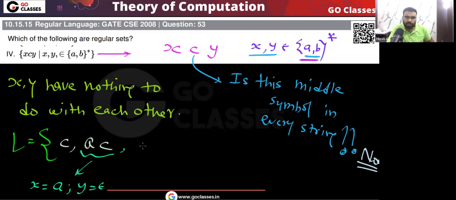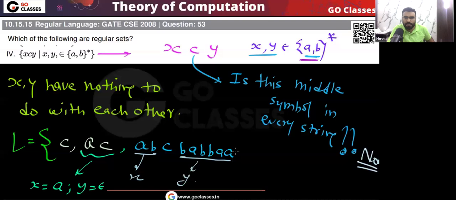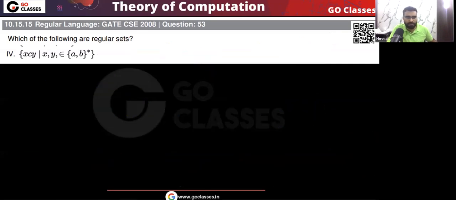Yes or no? For example, what about this string? Will this string be in the language? Yes, this string will be in the language. In this string, you can easily notice that this part is x, and this part is y. So like this, I hope you understood. Did you understand this language? Here remember, this c is not the middle symbol. This c may or may not be the middle symbol, because x comma y belong to (a,b)*.